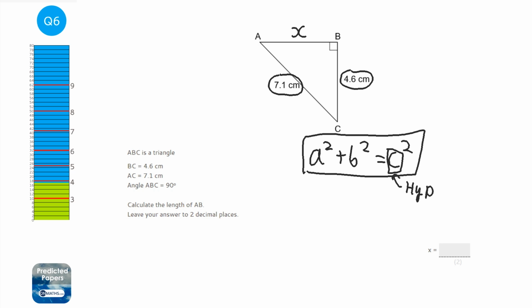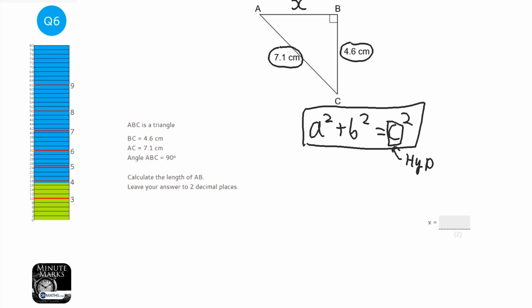Okay, now I'm going to do a method that doesn't involve algebra at all for people who are not very happy with the a squared plus b squared equals c squared method. So my method comes with 3 steps. Step 1 is just square every number that you have and put the biggest one first. Okay, so I'm going to do 7.1 squared and I'm going to do 4.6 squared.